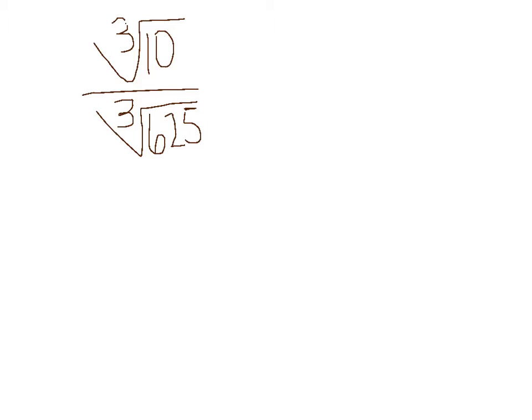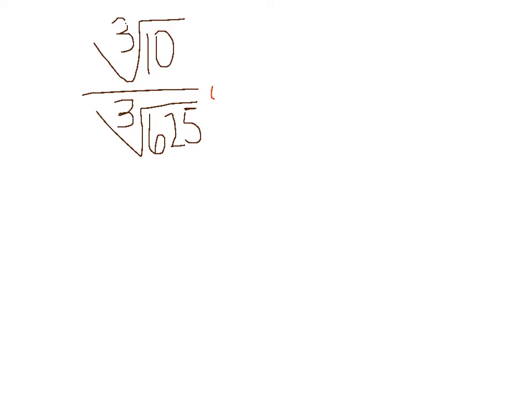This first problem, we've got the cube root of 10 over the cube root of 625, and I know that this one looks tough because we've got a big number as the radicand in the denominator of the fraction. Whenever I see that, the strategy that I'm going to think of first is trying to simplify that radicand or that radical before I look at rationalizing by creating a fancy one.